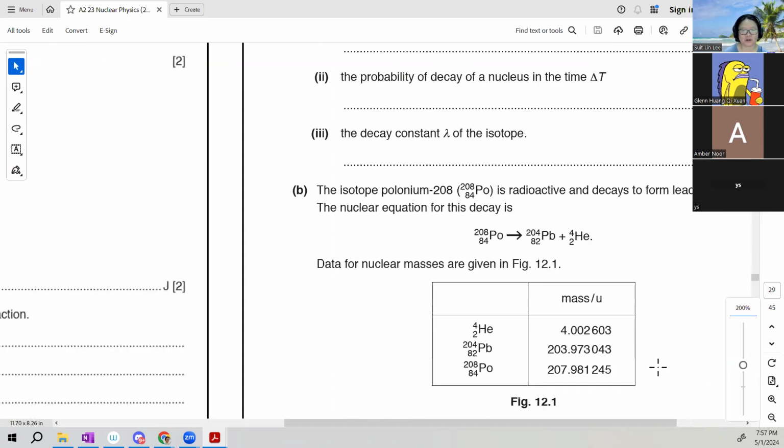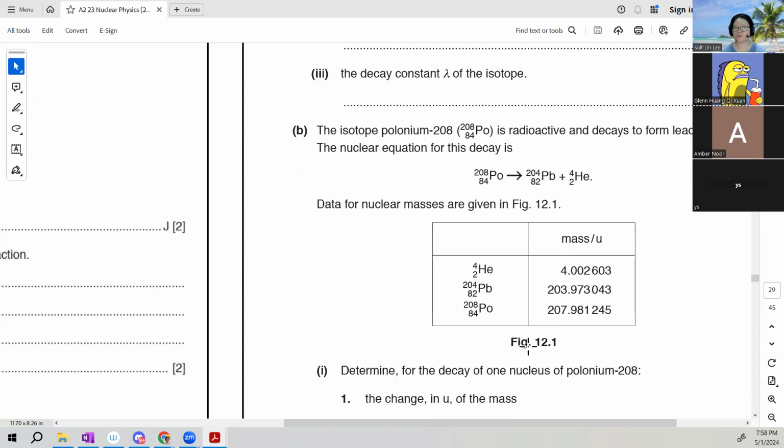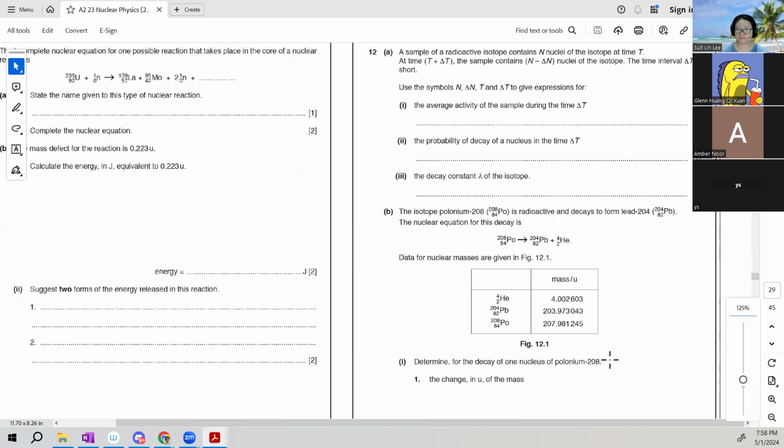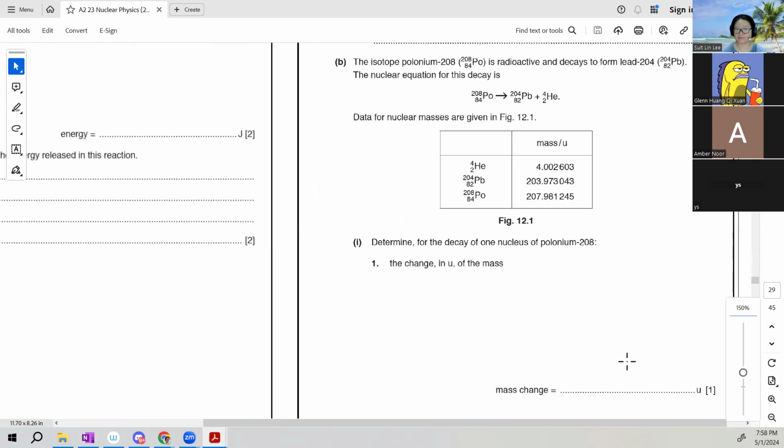This one, I don't even know how many SF, man. 1, 2, 3, 4, 5, 6. It's a telephone number at this point. 9 significant figures. So you don't go and take 204 multiply by 1.66 times 10 to the power negative 27. No, no, no. Use the data given in the question. Don't use 204, use this one. But you still need to use u.